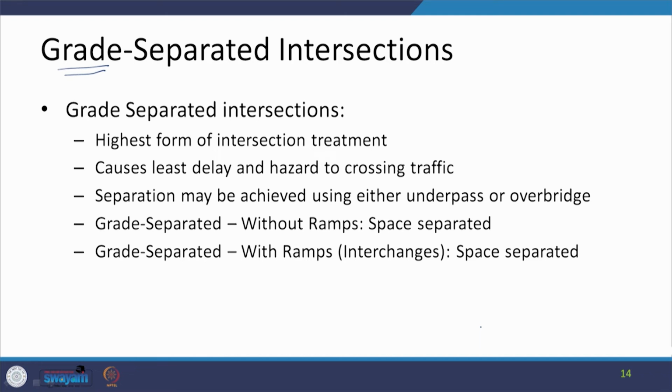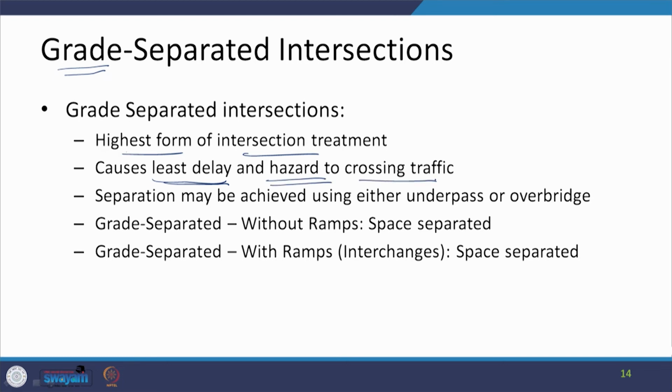So, grade separated intersections are of course going to be costlier as compared to the at-grade intersections, but then when you start segregating in this form, that becomes the highest form of intersection treatment. And because of this, there are always the possibilities, again depending on how many grade separations have been done, how many maneuvers have been separated out by way of level differences, it may culminate into the least of the delay or the least of the hazard to the crossing traffic.